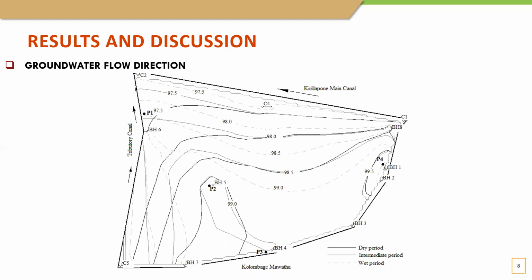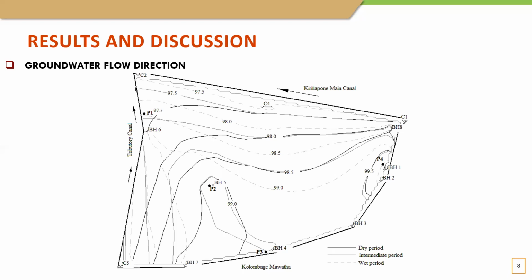So next one is the groundwater table flow direction. The groundwater table measured using the dip meter readings was used to establish seasonal variation in the groundwater levels spreading over the study period.